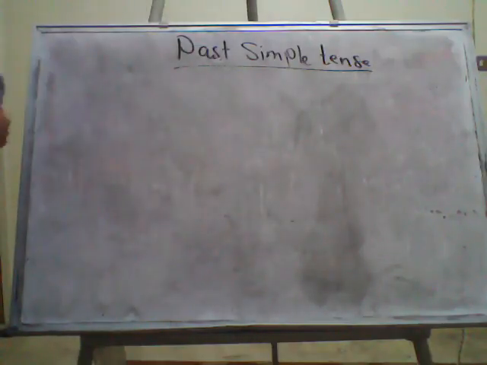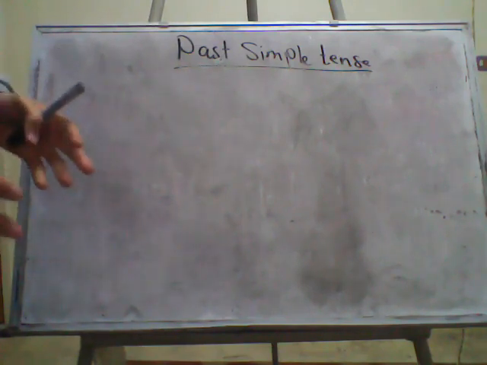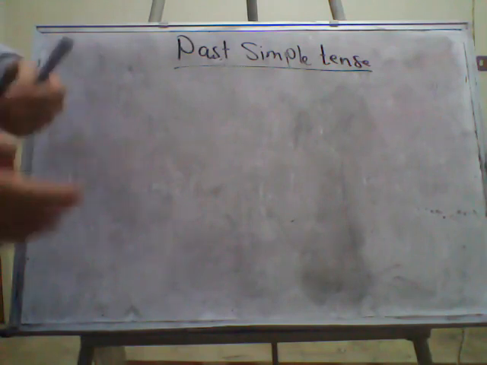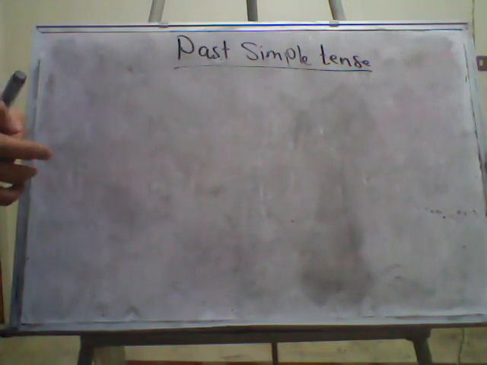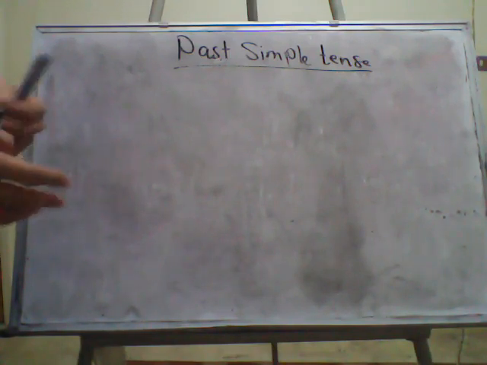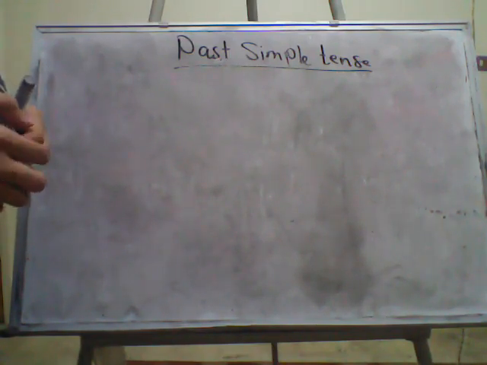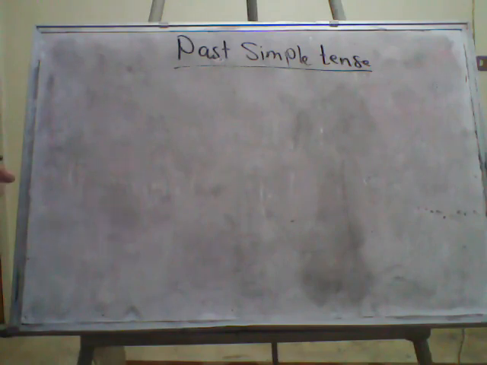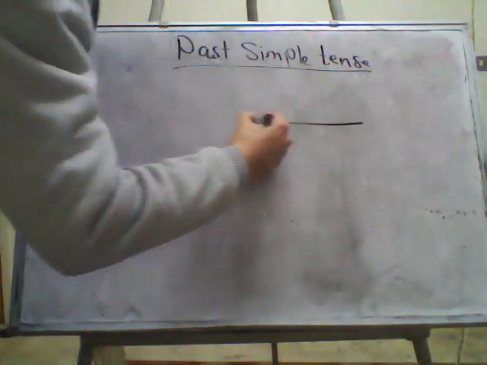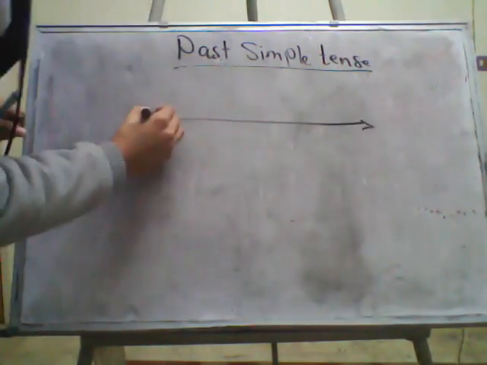Let's check it. Past simple tense. Of course, it's not a new grammar lesson, but let me first revise quickly when we can use the past simple and how we form the past simple. Okay, if we are going through tense, my usual style is using the timeline. Okay, here is the timeline.